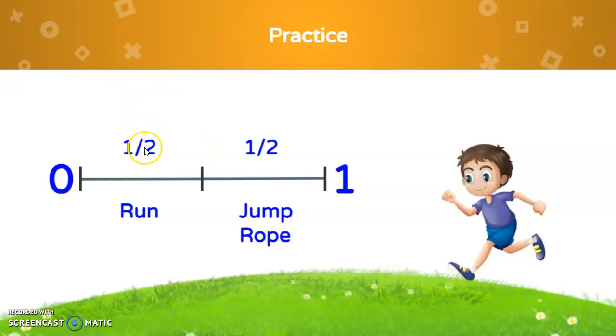So the time that you spend running is 1/2 of the total time. It's just a fraction of the amount of the time that you spend exercising. Similarly, the time that you spend jumping rope only takes up 1/2 of the entire time, just a fraction of our whole hour you spend exercising. So these 2 parts together equals our 1 whole hour of exercising.